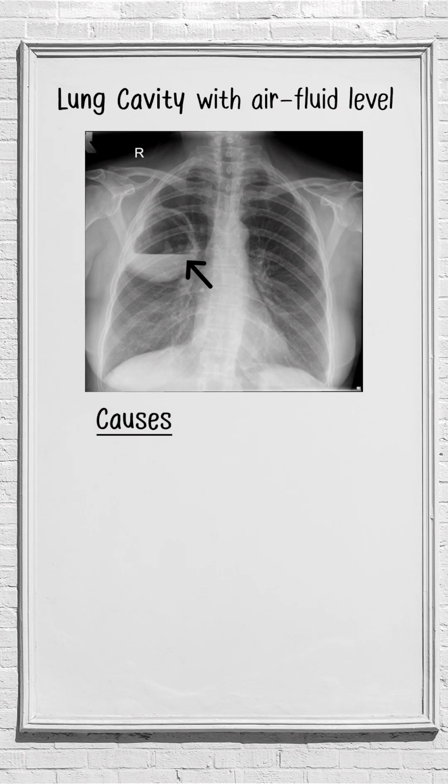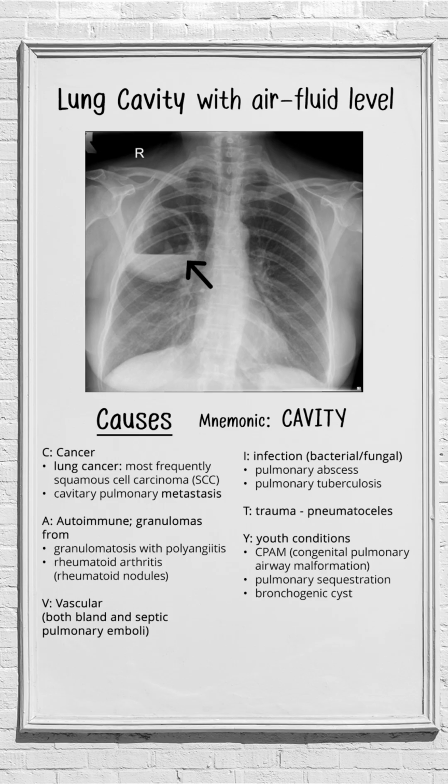There are various causes of the lung cavity. An easy mnemonic to remember the causes is to use the word cavity itself. C for cancer, A for autoimmune conditions, V for vascular etiologies, I for infections, T for trauma, and Y for causes found in the young age.